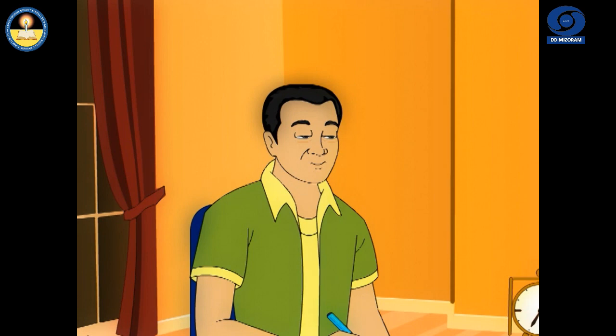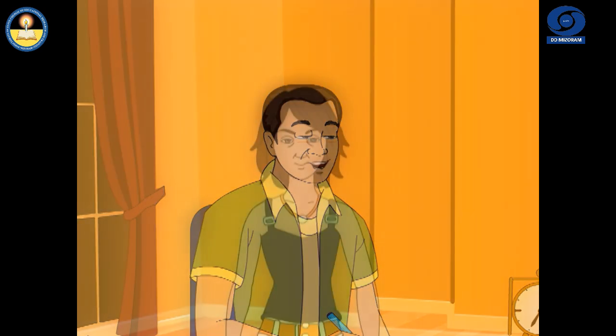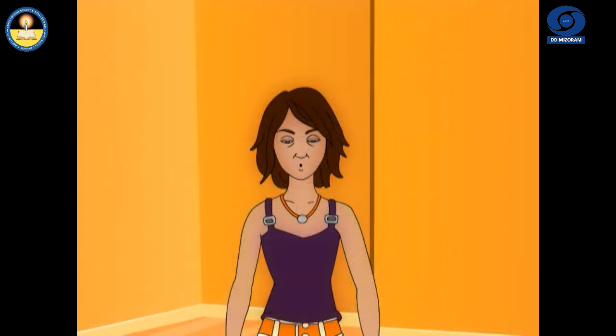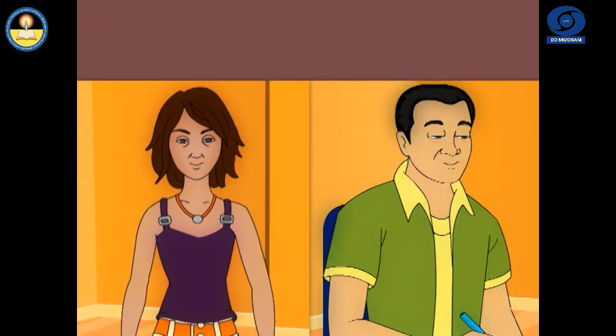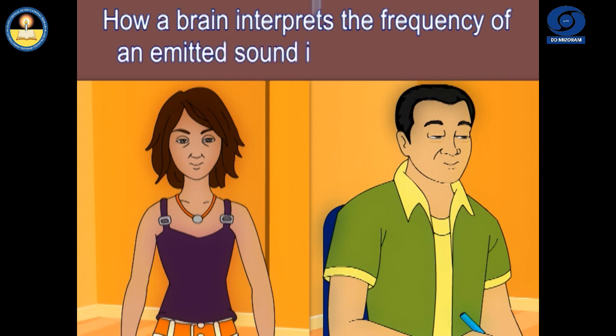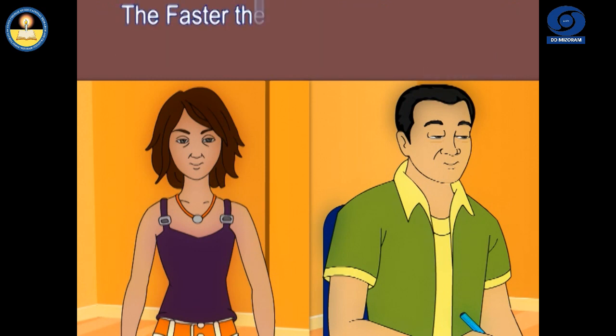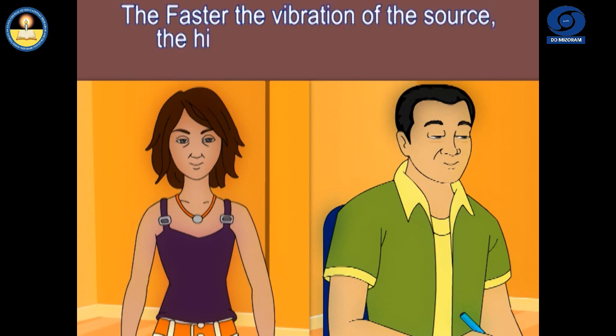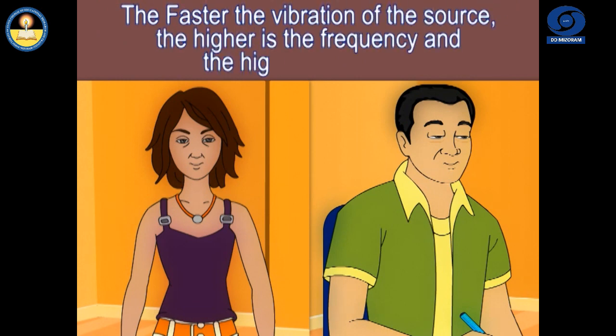Men's voices are grave, while women's voices are shrill. How a brain interprets the frequency of an emitted sound is called the pitch. The faster the vibration of the source, the higher is the frequency and the higher is the pitch.